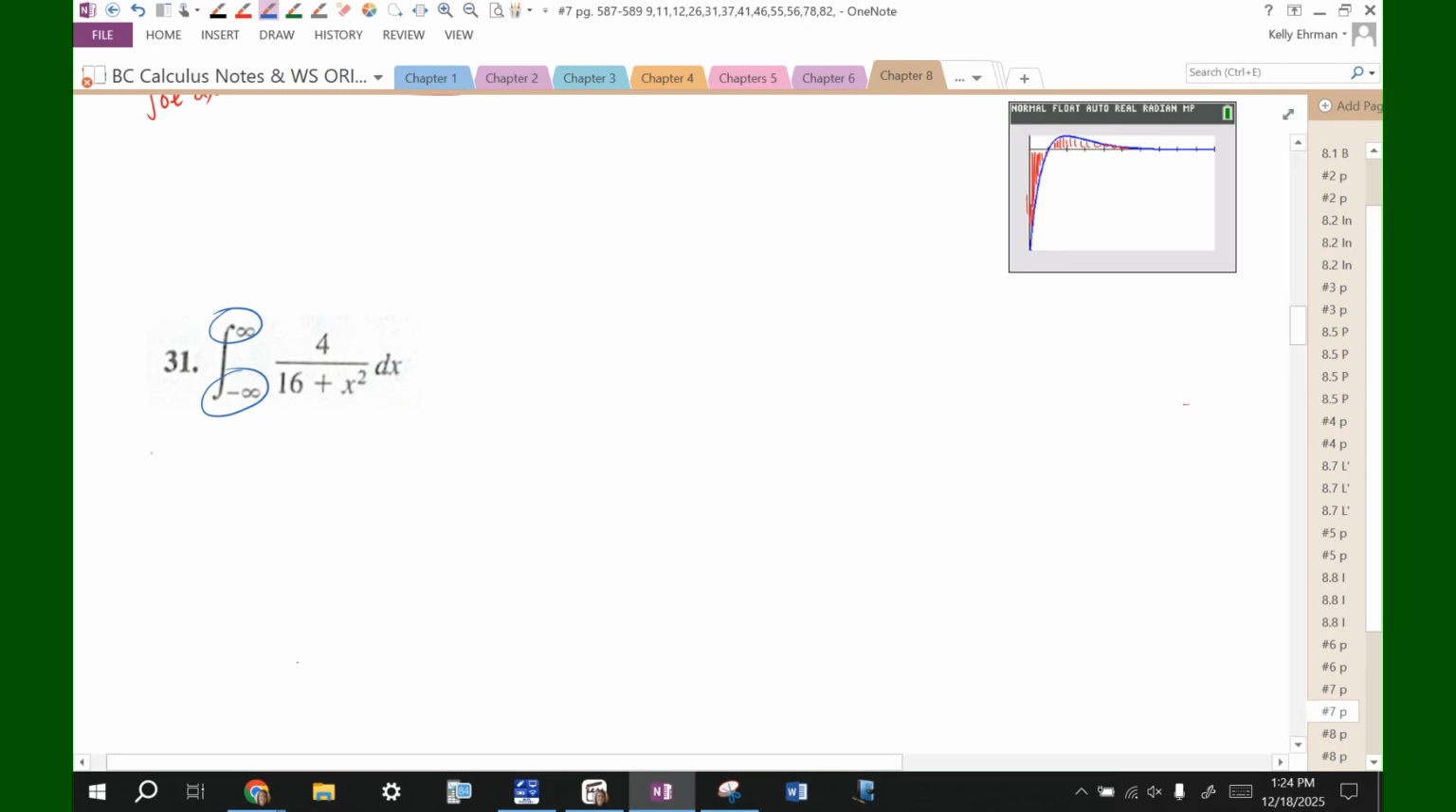So this is going to be the limit. So it's going to be negative infinity to 0. So let's let a approach negative infinity of 4 over, let's see. So this is going to be a is 4, u is x, du is dx. So it's 4. So I guess I don't need to make any adjustments. Sorry, I was thinking I had u sub, but I don't. Plus the limit as b approaches infinity of the integral from 0 to b of 4 over 16 plus x squared dx.